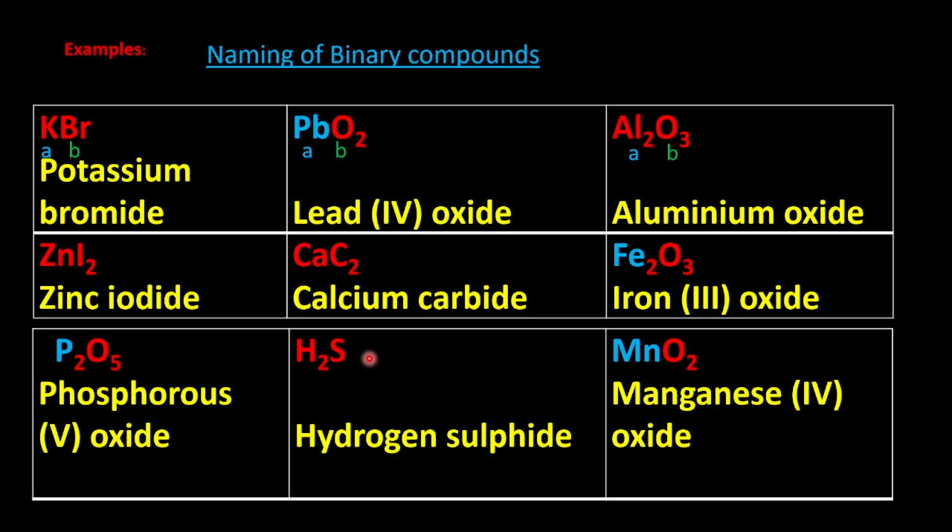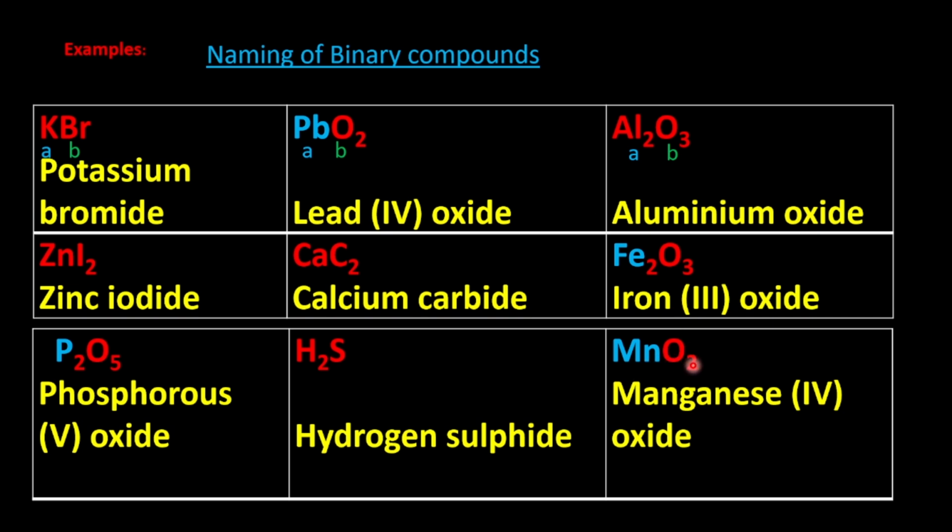What about H2S? We assign A here, then B. So this is hydrogen, that is fixed. And as I said, if it is fixed, mention the name. So we have hydrogen sulfide. Good. Let's look at the last one here.